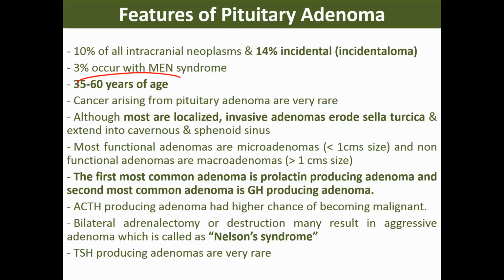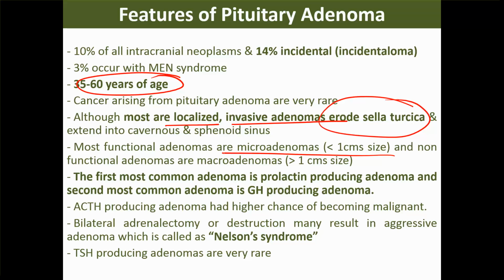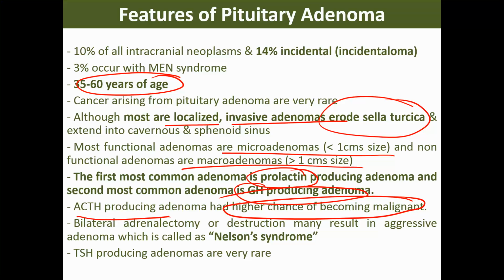Remember, it comes in the adult to the late adult age. They may be localized or it may be invasive. If they are invasive, they erode the sella turcica. If it is very small in size, less than 1 centimeter, it is called microadenoma. More than 1 centimeter, it is called macroadenoma. The most common one is prolactin, followed by growth hormone producing adenoma. And remember, the ACTH adenoma is very dangerous because they have a high chance to become cancerous, malignant.